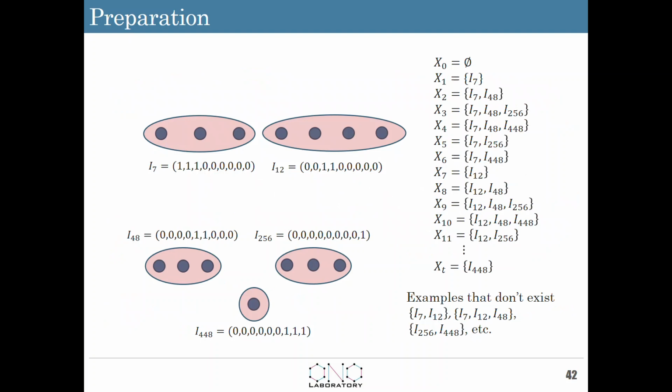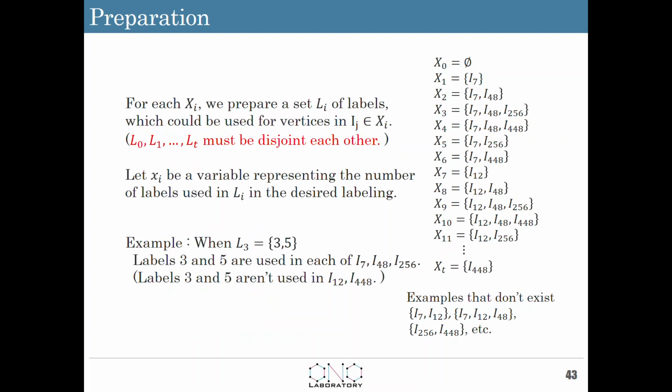If two distinct I_j and I_j' are in X_i, then neighbor(I_j) ∩ neighbor(I_j') = ∅. So, for example, the set {I7, I12} is not included in X. For each X_i, we prepare a set L_i of labels, which could be used for vertices in I_j in X_i. Note that L_0, L_1 to L_d must be disjoint from each other.